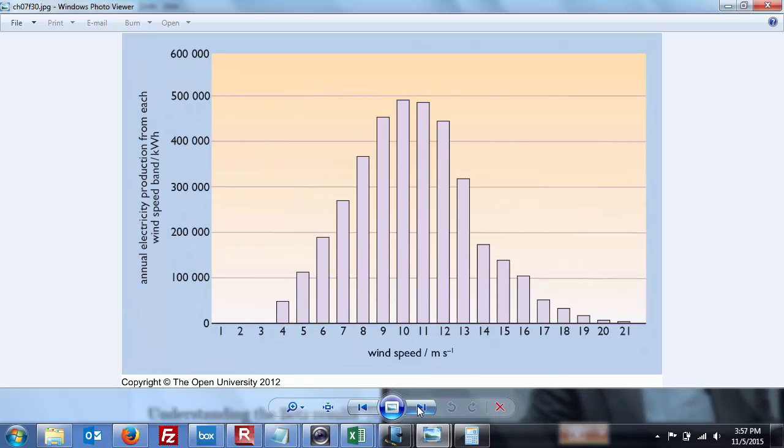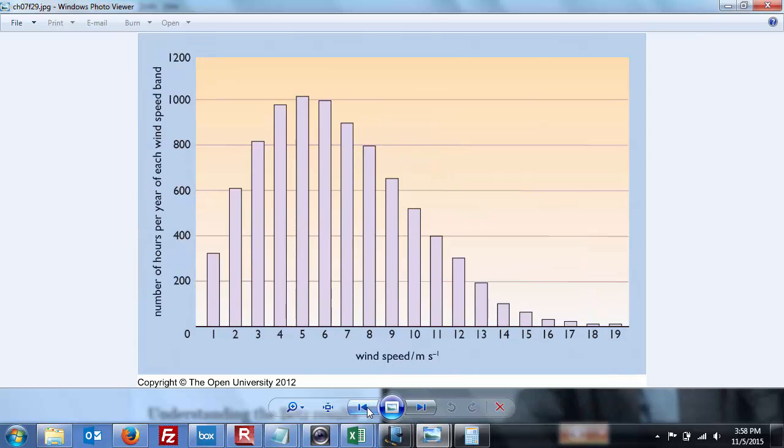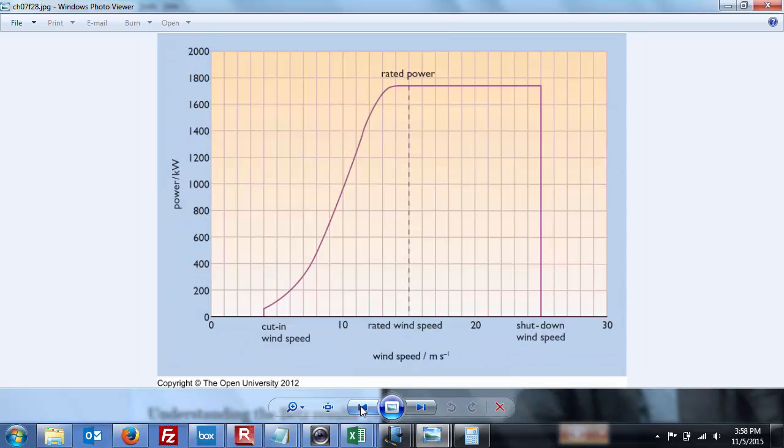Okay, so from this chart, we can now see that, then we can just flip back and forth with these. You're like, oh great, I'm getting a lot of wind at 5 meters per second, 6 meters per second. If I go back and I look at my power, I'm like, well, I got a lot of wind here, but I'm not getting a whole lot of power there, right?